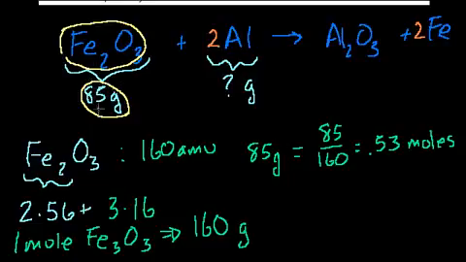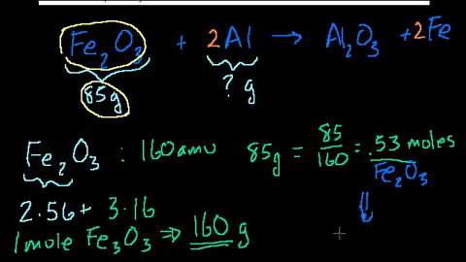We figured out it's 0.53 moles, because a full mole would have been 160 grams, but we only have 85. And we know from this balanced equation that for every mole of iron 3 oxide we need 2 moles of aluminum. So if we have 0.53 moles of iron 3 oxide, then we're going to need twice as many aluminum. So we're going to need 1.06 moles of aluminum.